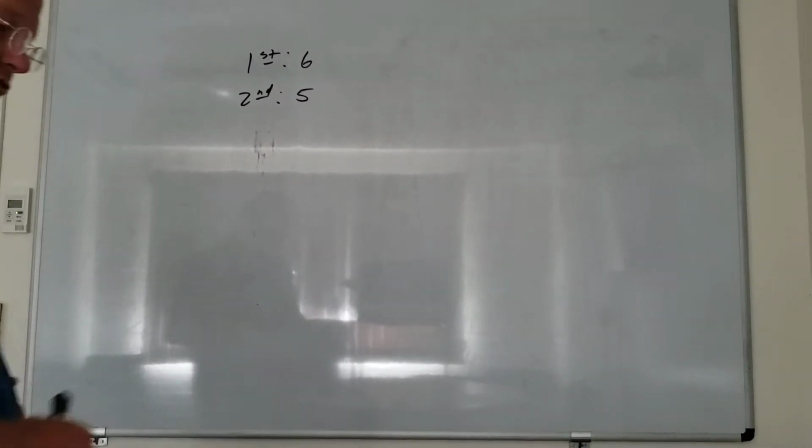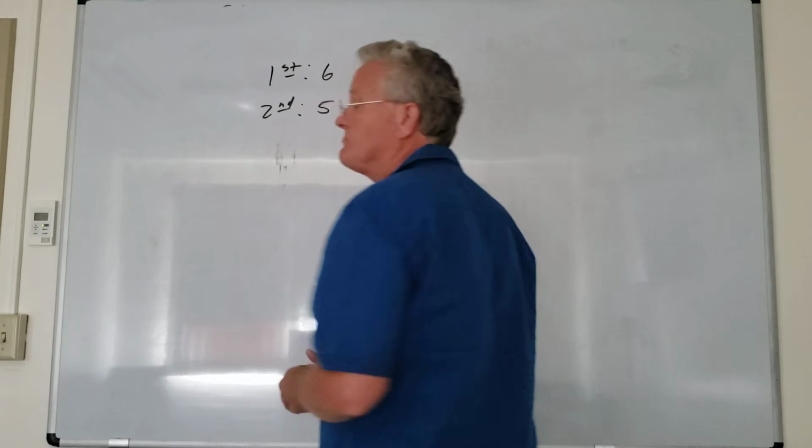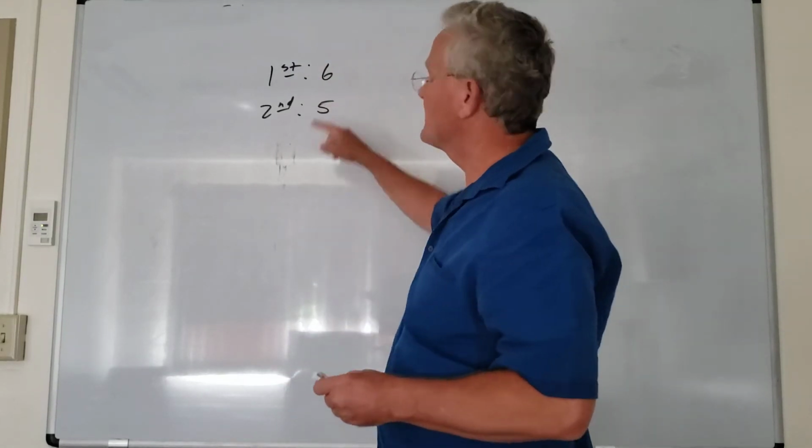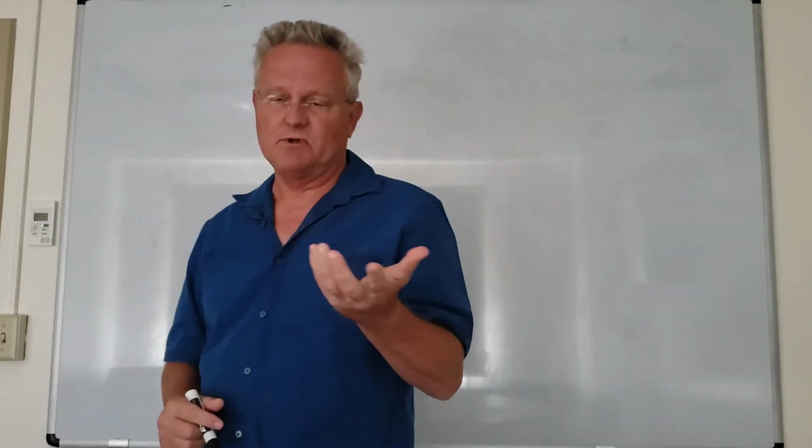Okay, so two dice are tossed, and we're asked to find what's the probability the first one is a 6 and the second one is a 5. Now let me just explain something.